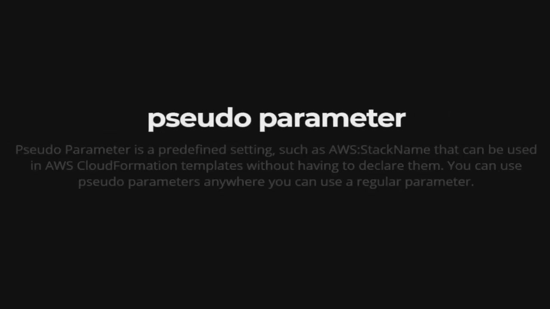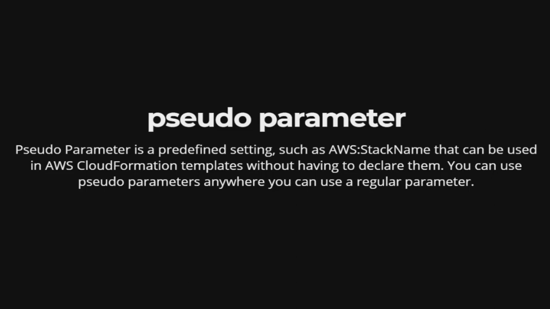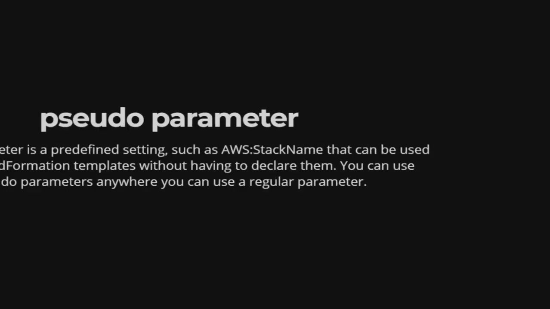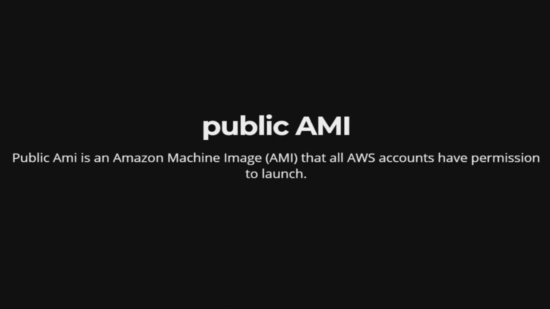Pseudo-parameter. Pseudo-parameter is a predefined setting, such as AWS stack name, that can be used in AWS CloudFormation templates without having to declare them. You can use pseudo-parameters anywhere you can use a regular parameter. Public AMI. Public AMI is an Amazon Machine Image, AMI, that all AWS accounts have permission to launch.